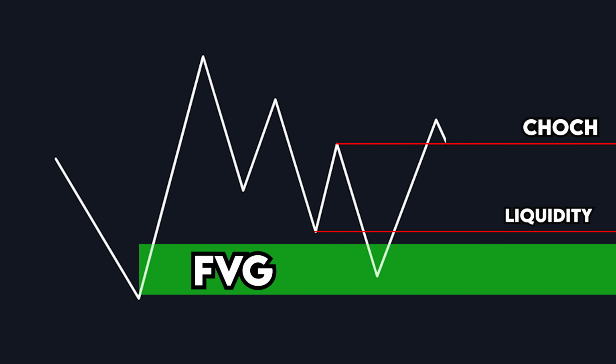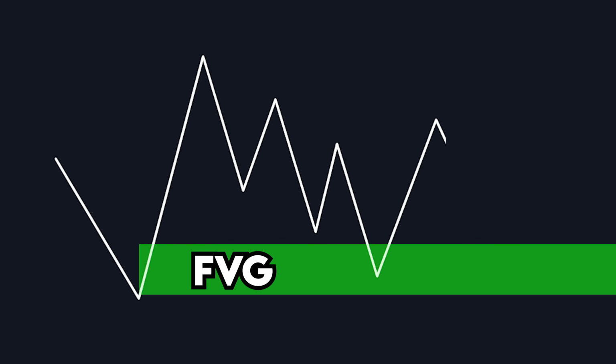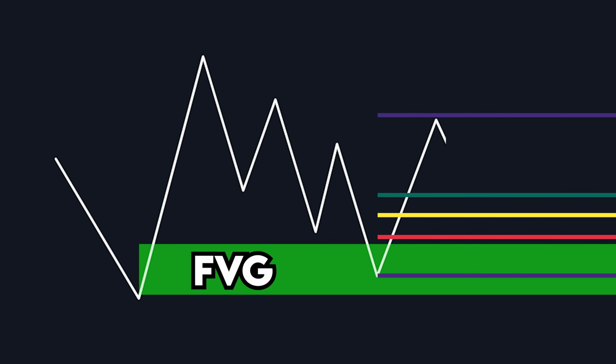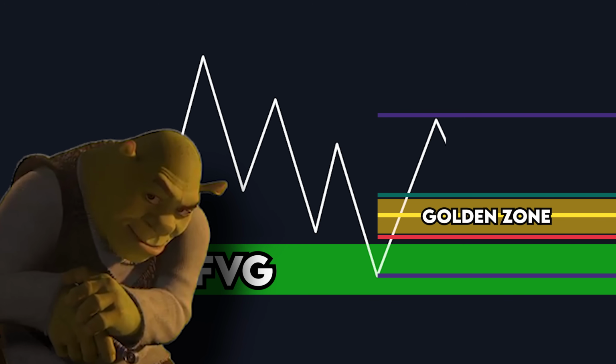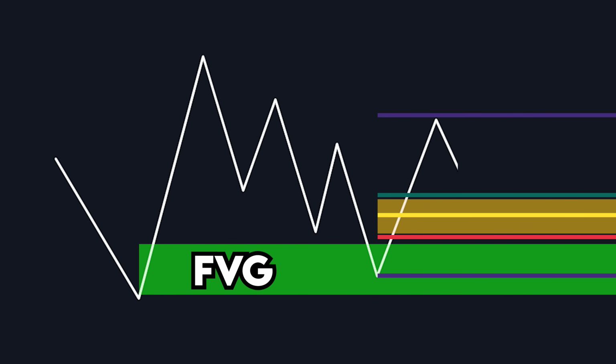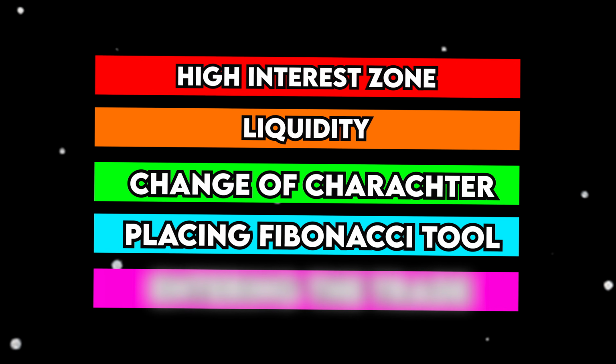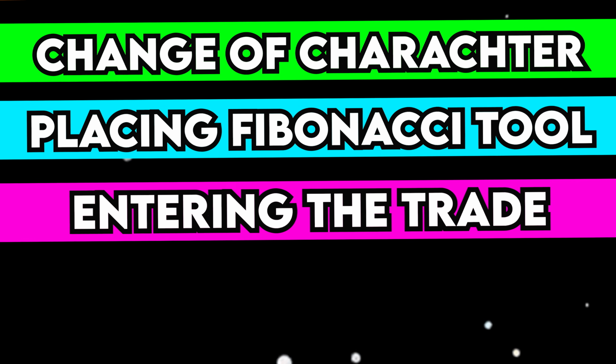You're gonna mark from the low in the high interest zone to the high of where the change of character is. This will mark out our Fibonacci sequence, but even more importantly, it'll mark our golden zone, which gives us the most optimal area for a potential reversal. We want to wait for price to come back down to our golden zone, and then we move to the final step, which is entering the trade.